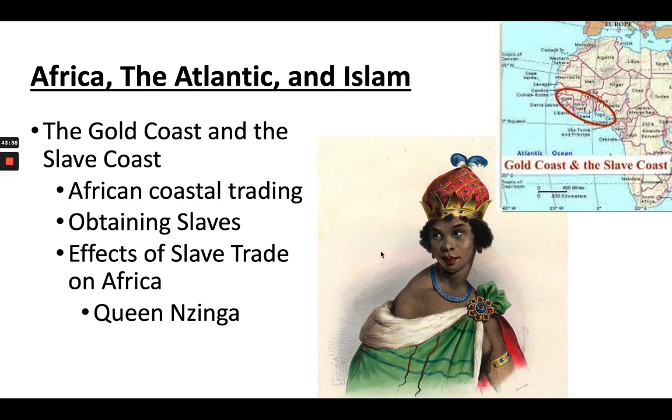Queen Nzinga is a great example of this. She will be a queen of an African kingdom, and eventually she will be betrayed by other Africans and enslaved as a result of this gun slave cycle.